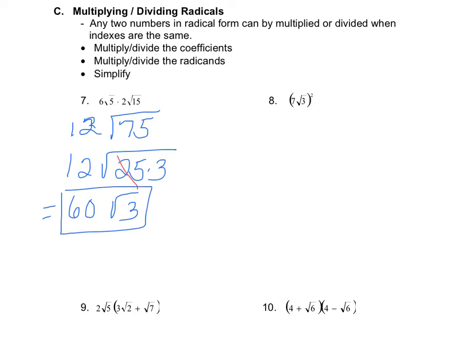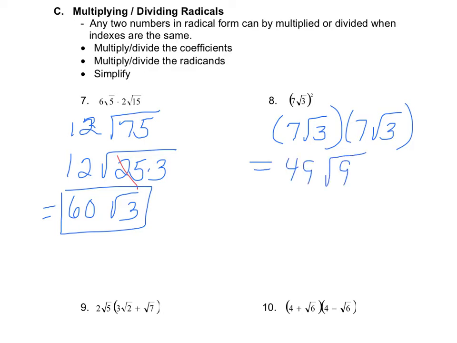Let's go to number 8. It's 7 radical 3 squared, which is 7 radical 3 times 7 radical 3. They're both square roots, so I can multiply them. Multiply the outside guys and the inside guys. So 7 times 7 is 49. 3 times 3 is the square root of 9. Square root of 9 is 3. When 3 meets 49, it multiplies. You get 147. There's nothing left under the radical, so your answer is just 147. Pretty easy, huh? Let's move on.